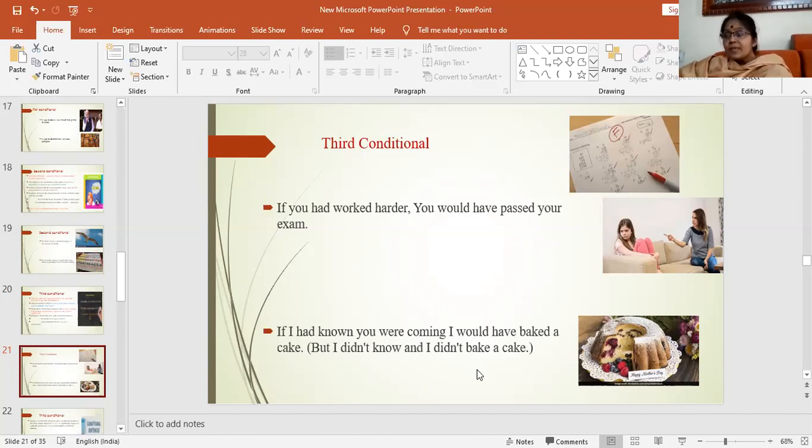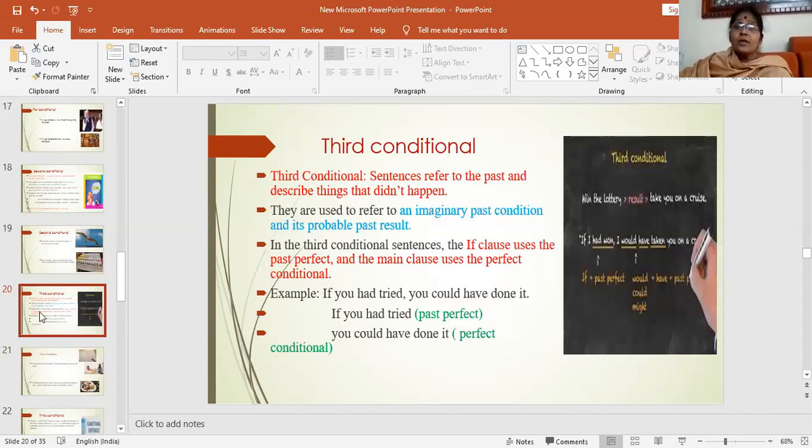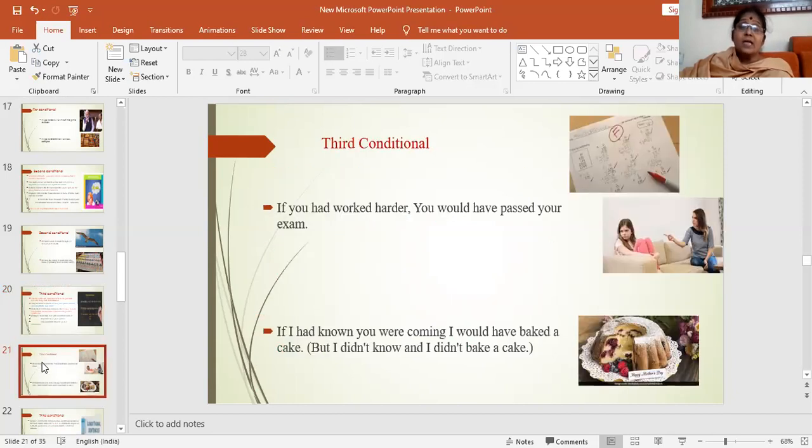So something in the past that could have happened and now it is not possible because the action is over, right? So in third conditionals, what is it that you are doing? In third conditionals, you're talking about a sentence that refers to the past and describes things that did not happen, right? So this is our third conditional.